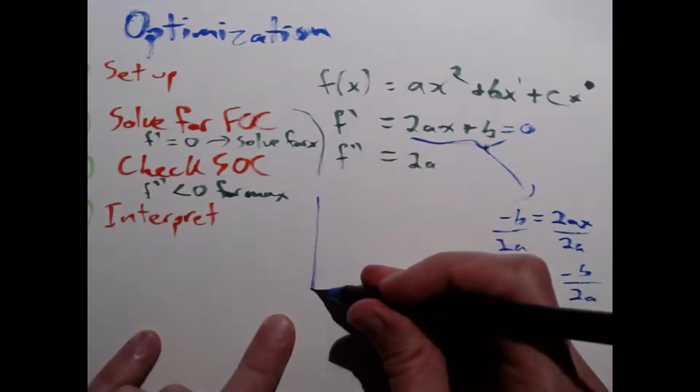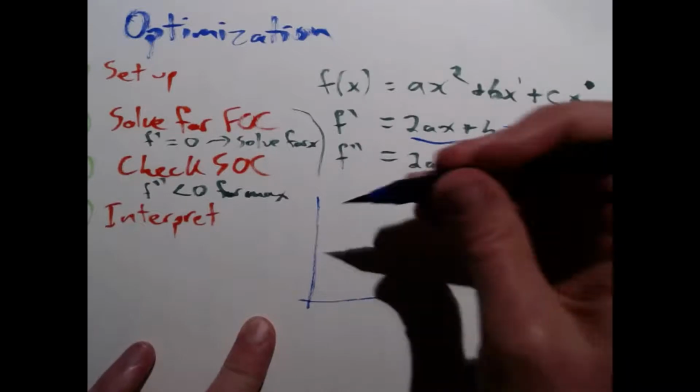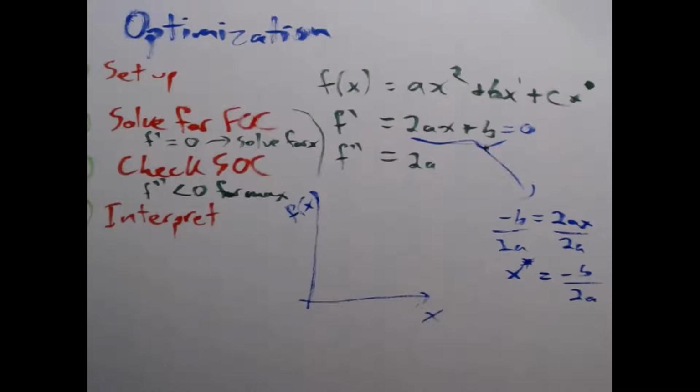So let's show a graph here to make some sense of this. So we've got x, we've got f of x, and what that looks like is, well, let's just assume a, b, and c are all positive, just to start with.